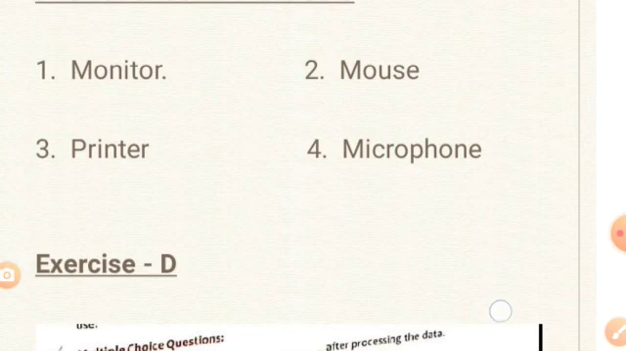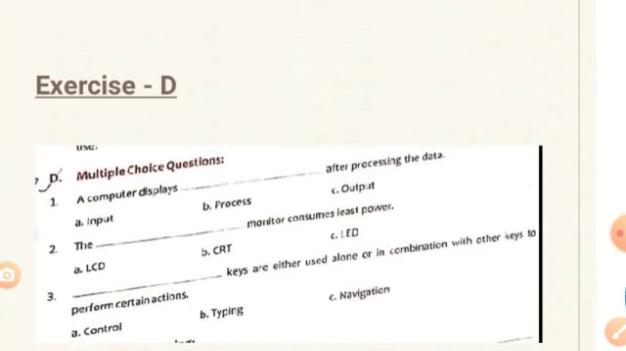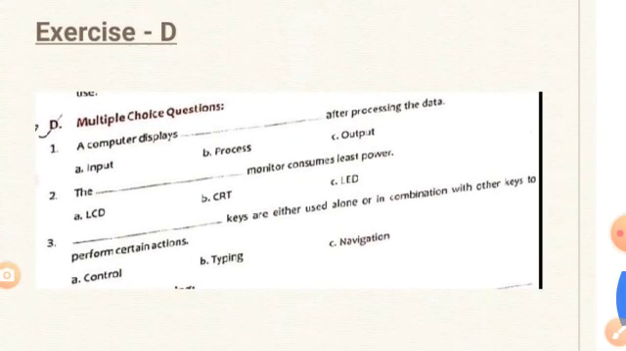Now let's do exercise D. Multiple choice questions. Question number 1. A computer displays dash after processing the data. Which option is the right one? Yes. Which stage of the IPO cycle process displays the result?